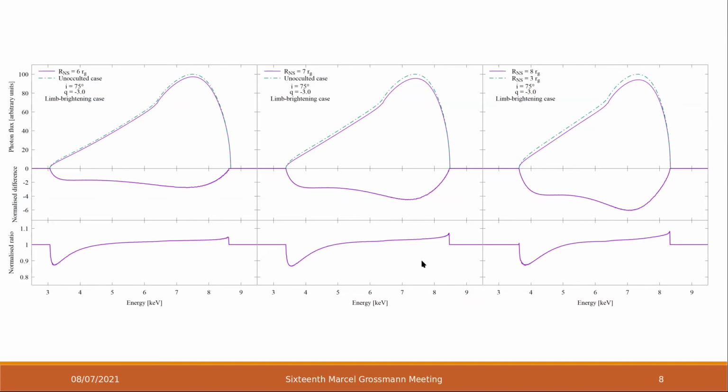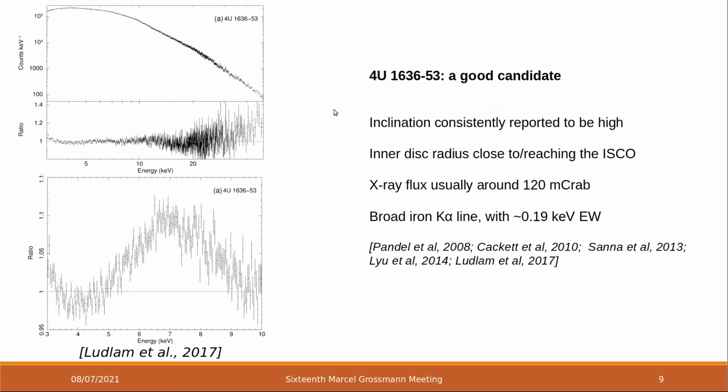Now, since we have this model and we have this code, we can decide then to fit some actual data if we find an interesting enough source. And actually we found a very good candidate, which is 4U1636-53, a long name, but it's a low mass X-ray binary which hosts a neutron star whose inclination was consistently reported to be high, and the inner disk radius is very close to the ISCO. It also has a quite good flux so that the signal is easily detectable, and a broad iron K alpha line.